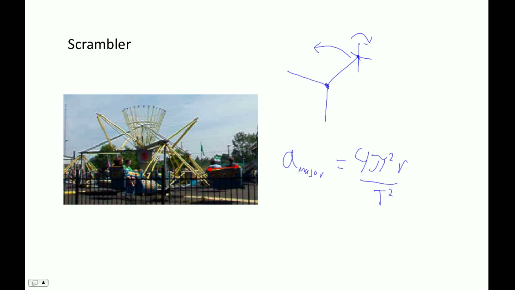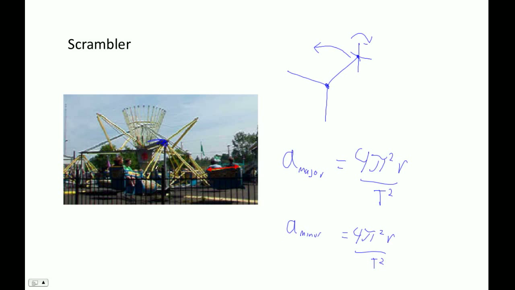So let it go around and just measure how long it takes one beam of this thing to go around. One of these major things like this. Measure how long it takes that guy to go around. That's your period there. And then you're going to figure out the minor period, which is the time it takes this guy to go around, and that acceleration is going to be 4 pi squared r over t squared.